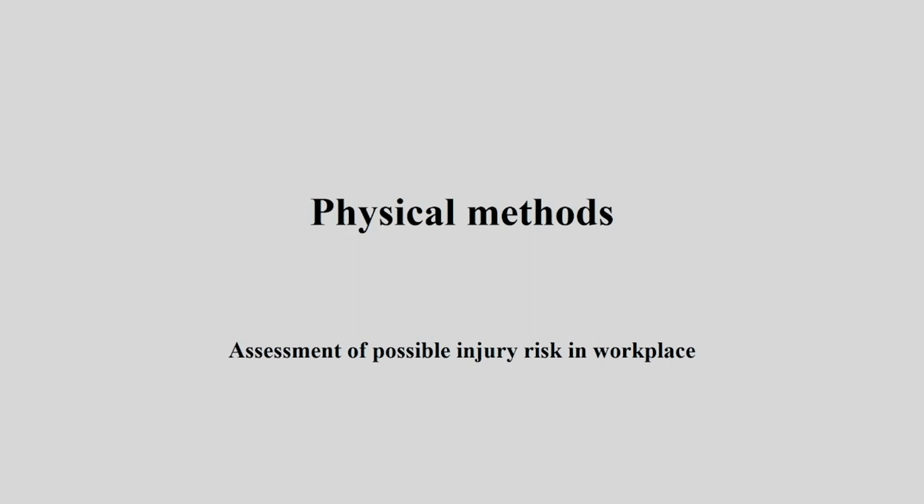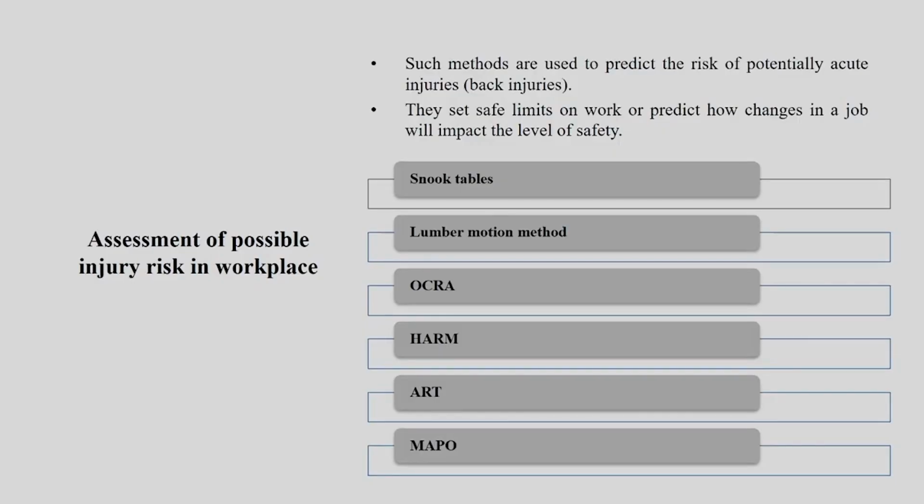Welcome back. Today we will take up some more tools related to physical methods. These tools are going to assess the possible injury and risk in the workplace. So there will be sets of tools. Mostly we will be talking about Snook's table, which is related to manual material handling, and gives you a guideline: if somebody is working at a workplace and handling any material, what kind of weight limit they should have.